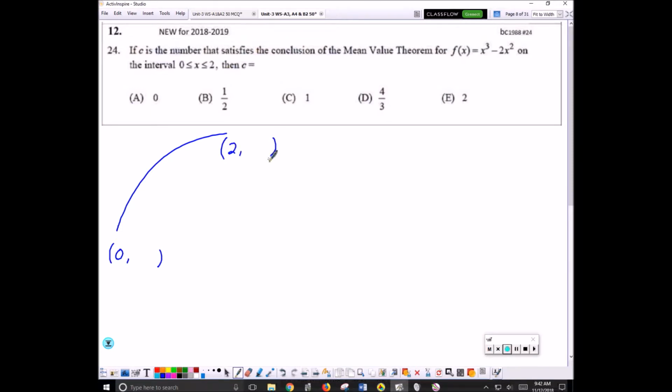I remember, if I'm trying to satisfy the mean value theorem, I want to find where the tangent matches the secant. That's where you start. So now you should be thinking what I'm thinking. So raise your hand. What am I thinking? I'm trying to connect the dots.